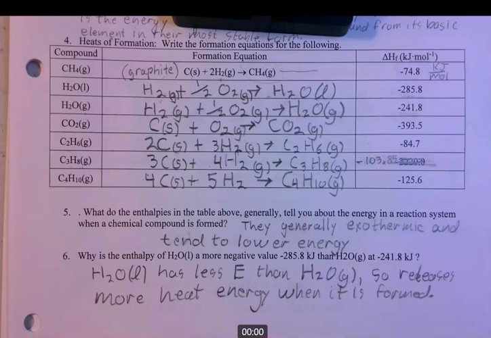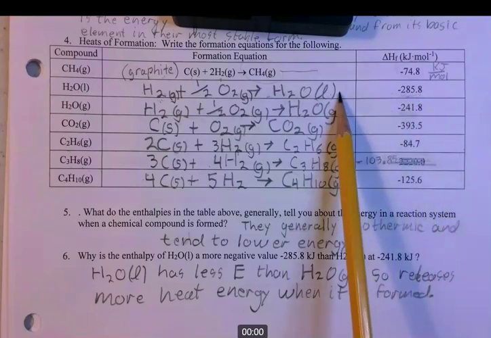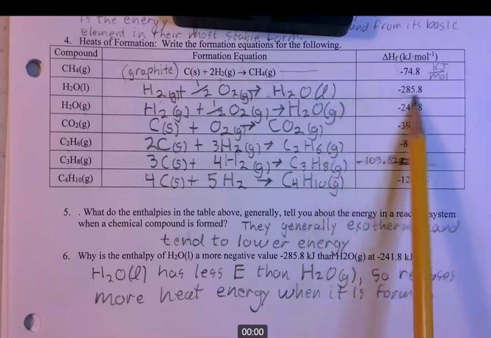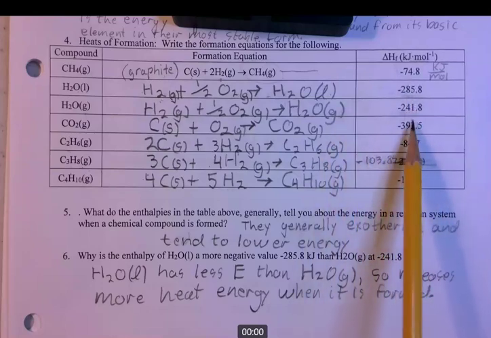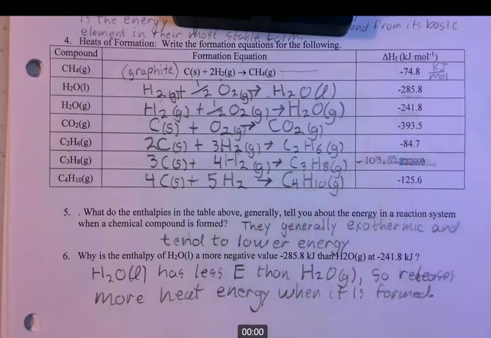Number 6, why is enthalpy of H2O liquid? Again, if you see that, it's not a 1, it's an L for liquid inside that parenthesis there. Why is the enthalpy of H2O liquid a more negative value, 285, than H2O gas at 241? And I just talked about that because liquids are at lower energy than gases, which have more energy in their molecules, and therefore you have to give away more energy here than you do here. To become a liquid, you have to give away more energy, so it has to be more exothermic.